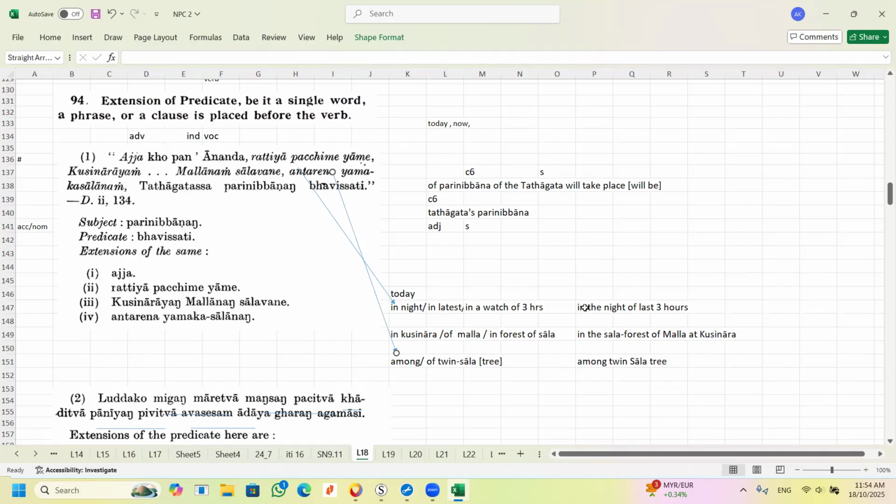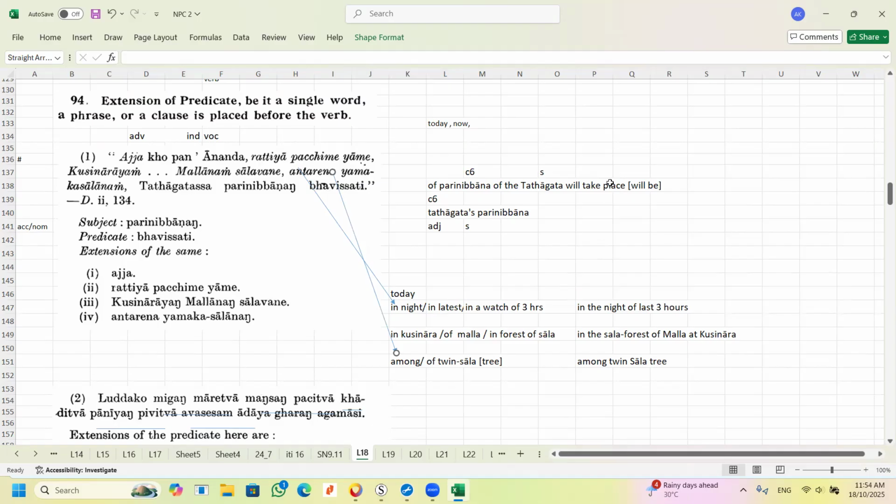Like in the night of the last three hours. So in the Sala forest of the Mallas of Kusinara, among the twin trees, can you see this is among the twin trees? This is how you get it in. Once you see it like that, it's good enough already. This is good enough.